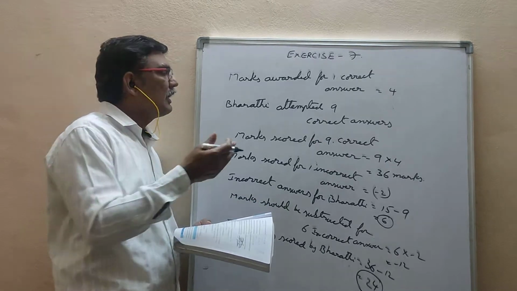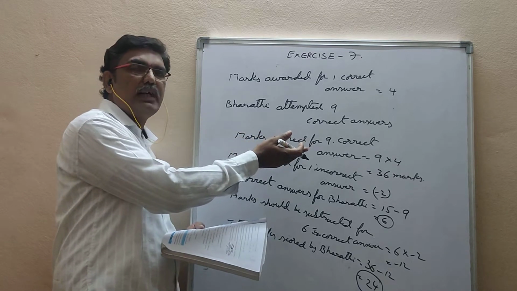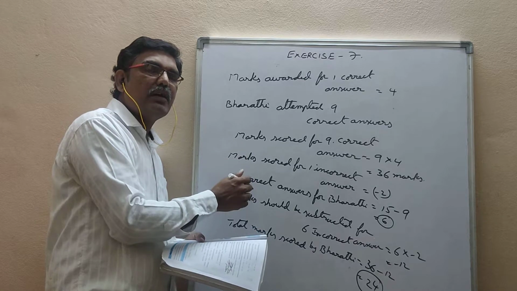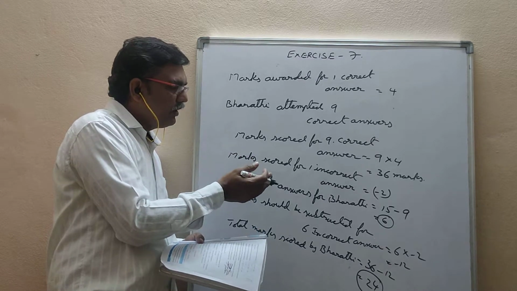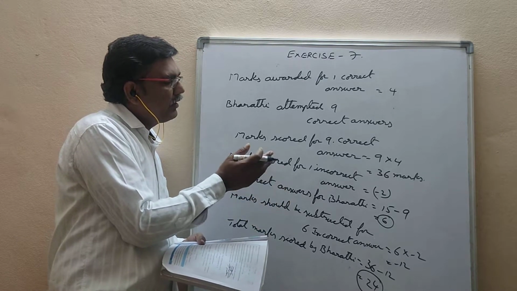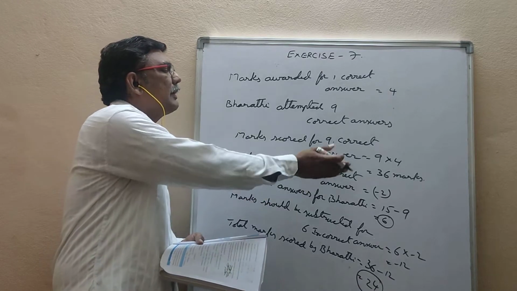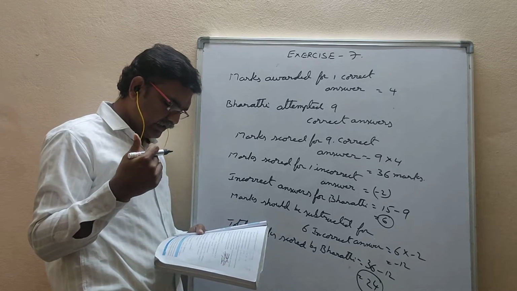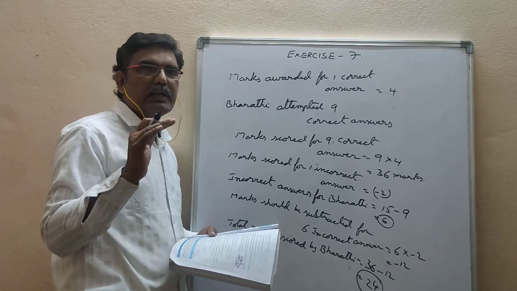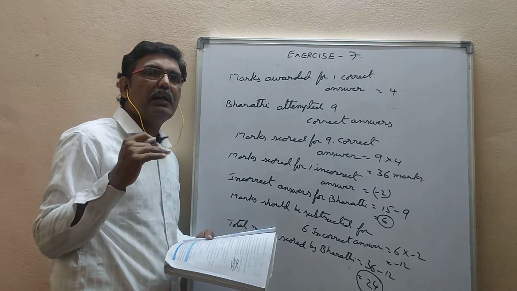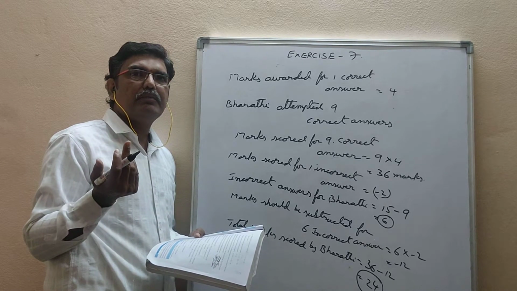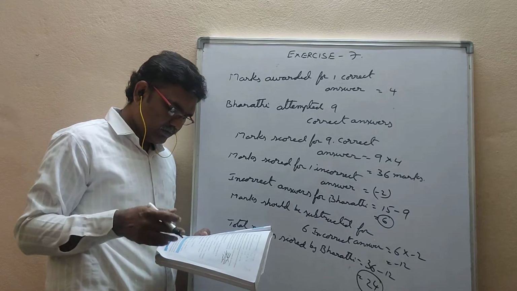20. In the earlier case, she did 9 correct, 36 marks has to come. But she kept 6 wrong answers. For 6 wrong answers, 6 into minus 2. That is 12 marks were subtracted from 36. For this girl, whatever correct she did, that's it. Wrong answer she did not do.